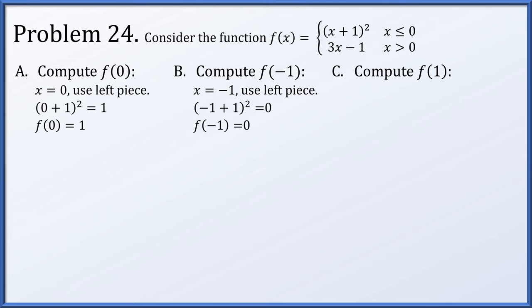What's f of 1? Well, now we're plugging in a number that is bigger than 0, so we're going to switch to the right piece of this function. In other words, we're going to compute 3x minus 1, and we end up with 2. So f of 1 is equal to 2.